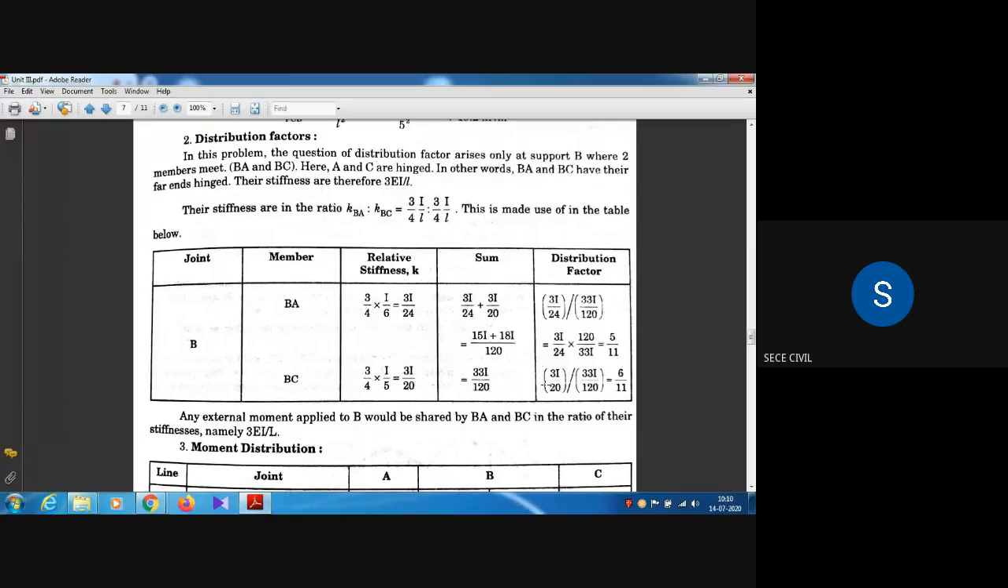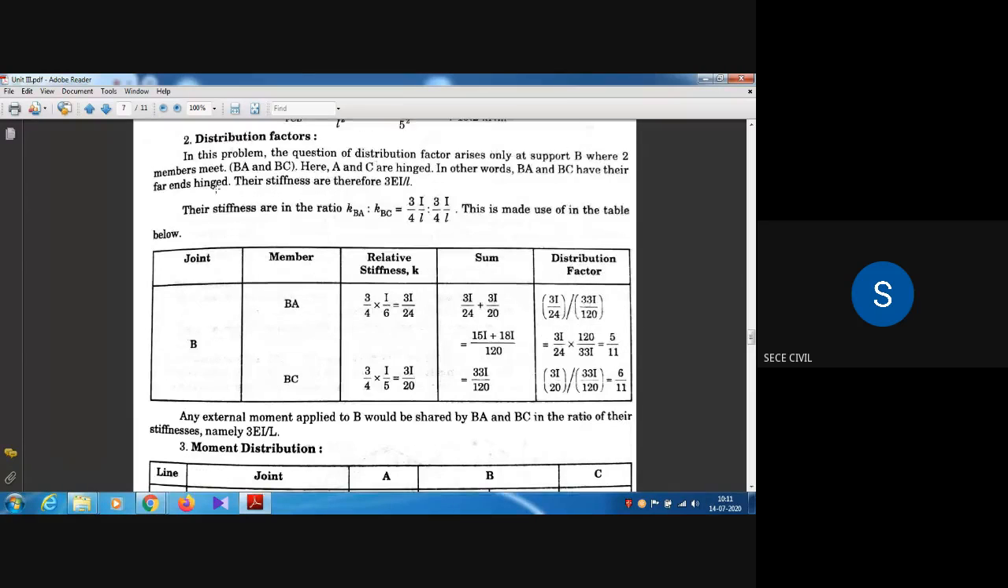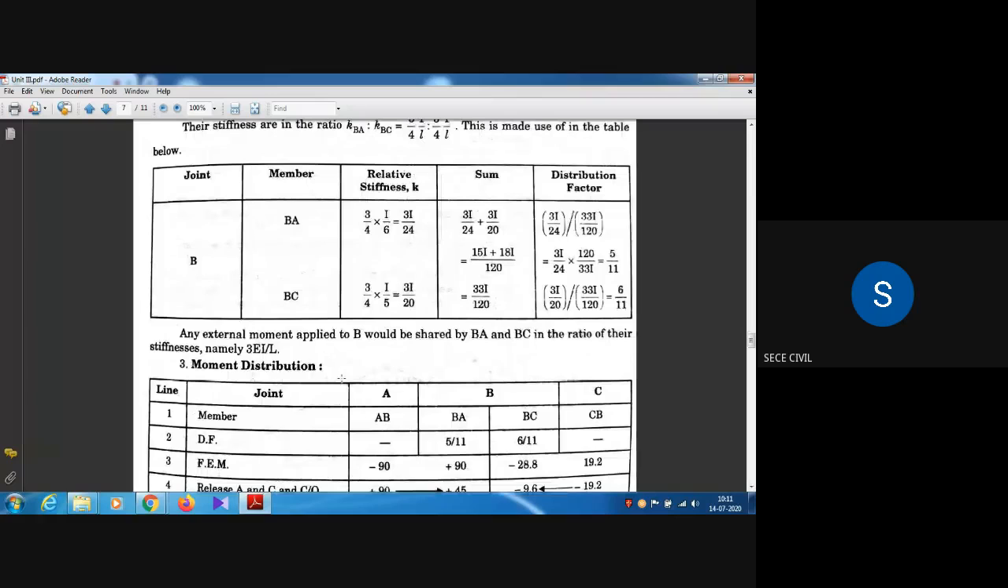If you didn't check it here and you go for moment distribution, the third step, then your time and energy will be wasted. For that purpose only I ask you to check here itself whether we are getting 1. After calculation of distribution factor, that is step 2, in which we calculate stiffness and distribution factor, step 3 is moment distribution.